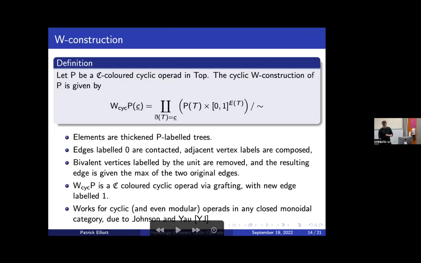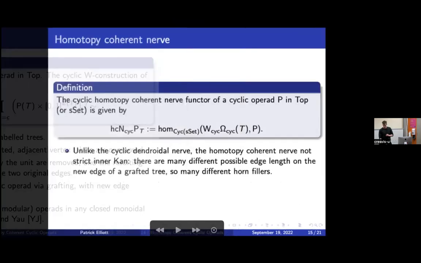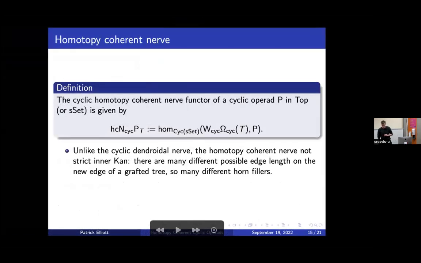Okay, so what's the point of this guy? Well, it's going to be the stand-in for our thickened nerve, for what the cyclic operad generated by a tree was for our initial cyclic dendroidal nerve. So in particular, we have a homotopy coherent nerve given by, evaluated on a tree T, it's just the morphisms of cyclic operads from the W construction on the free cyclic operad generated by T into P.